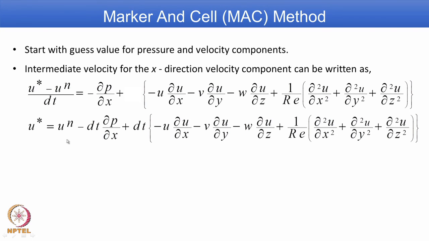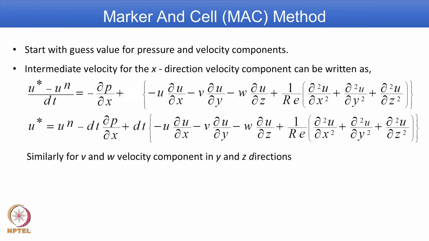So, if you solve, you get u star, and this is at one node location. For 1D it will run from left to right, for 2D it will run the entire map. You can write a similar expression for v as well as w velocity component, but for y as well as z direction.